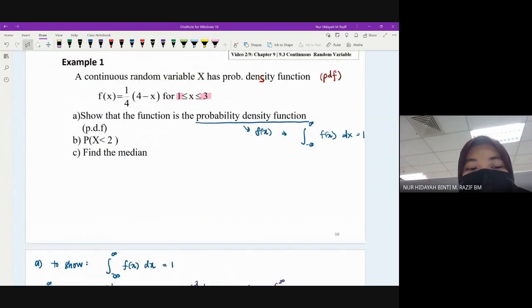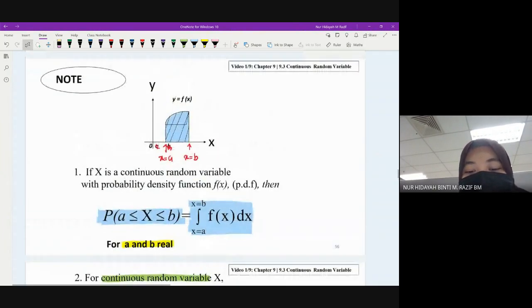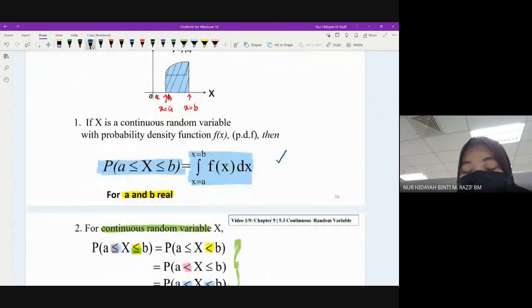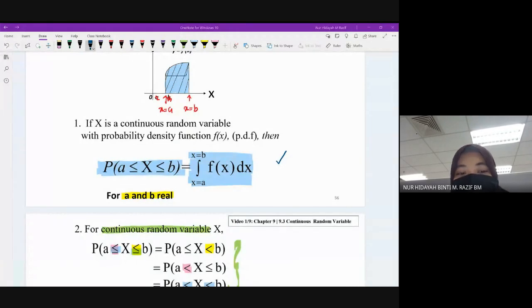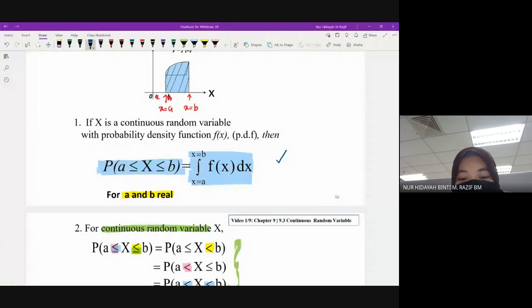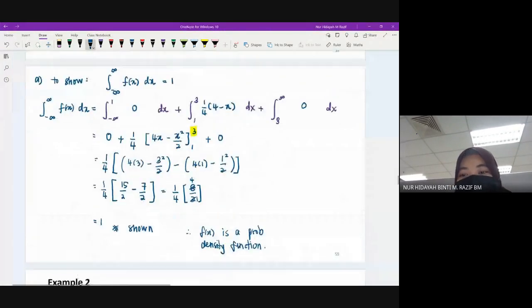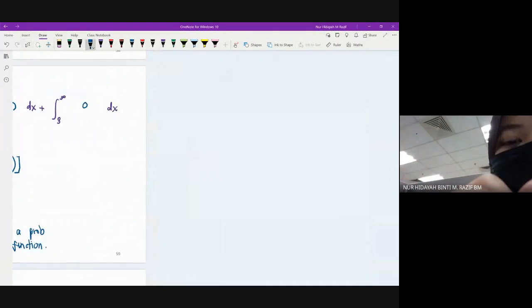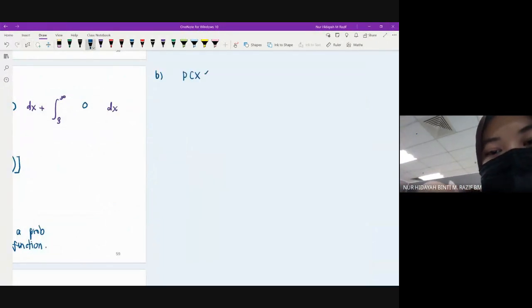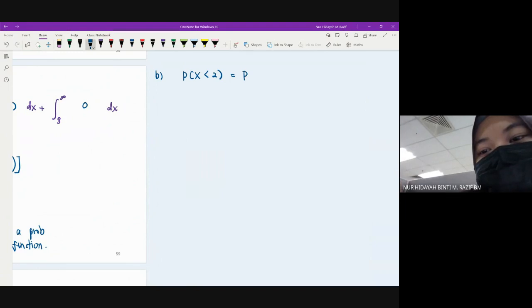Okay, so tengok soalan B. Dia minta awak cari find the probability when x is less than 2. Bila kita nak cari probability x antara nilai A dan B, kita integrate sahaja fx daripada A sehingga B. So what about finding the probability untuk x lebih kecil daripada 2? Di sini kita boleh terus cari. I'm going to do the working here untuk soalan B. To find the probability x less than 2, this should be equal to finding the probability when x is less than or equal to 2 juga.